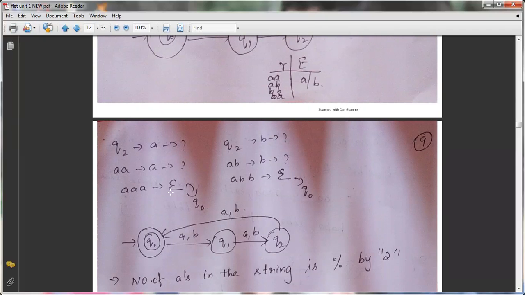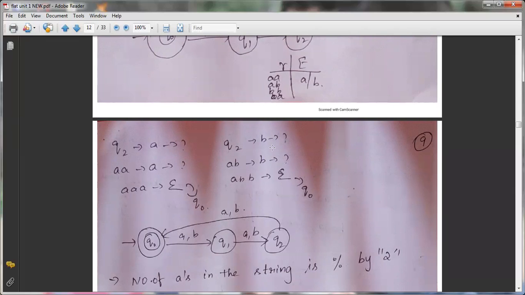What is the read value for Q2? AA. On A is going to where? We don't know. So already we have found 3 A's here. Is this divisible by 2? Is this divisible by 3? Yes. So epsilon we need. Epsilon is there in the Q0. So connect from Q2 to Q0.